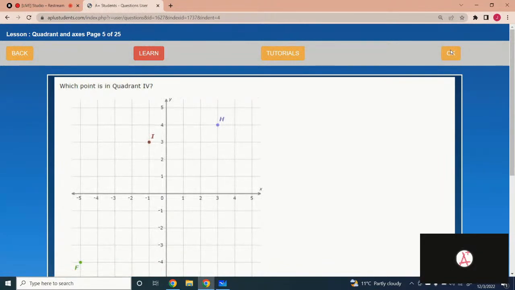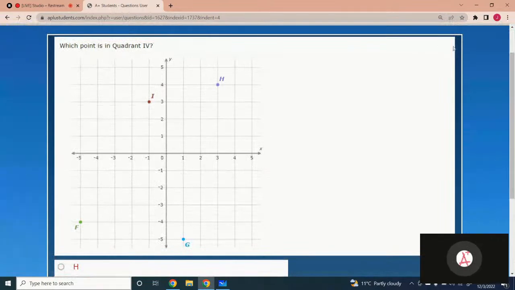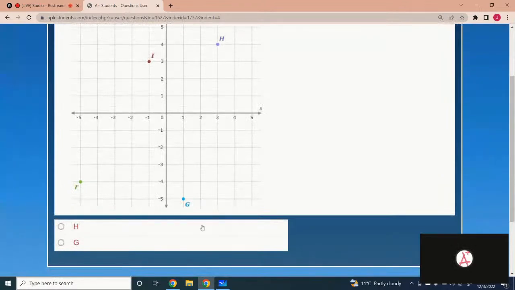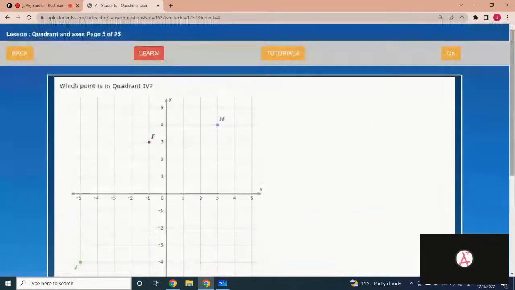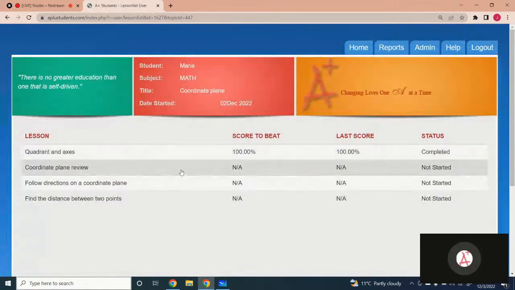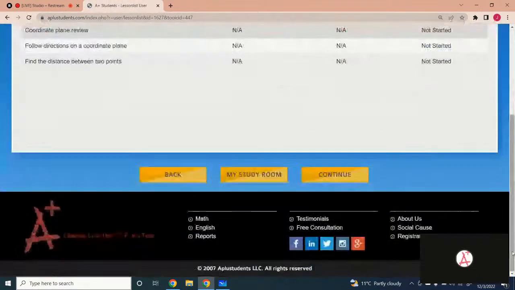Okay, which point is in quadrant 4? You have to start from here: quadrant 1, quadrant 2, quadrant 3, and quadrant 4. So which is in fourth quadrant? Point G is in fourth quadrant. Got it? So just select the correct option, then click on the OK button. You can complete the test by yourself later today. Let me just move on to the next topic. The next topic is coordinate plane review.